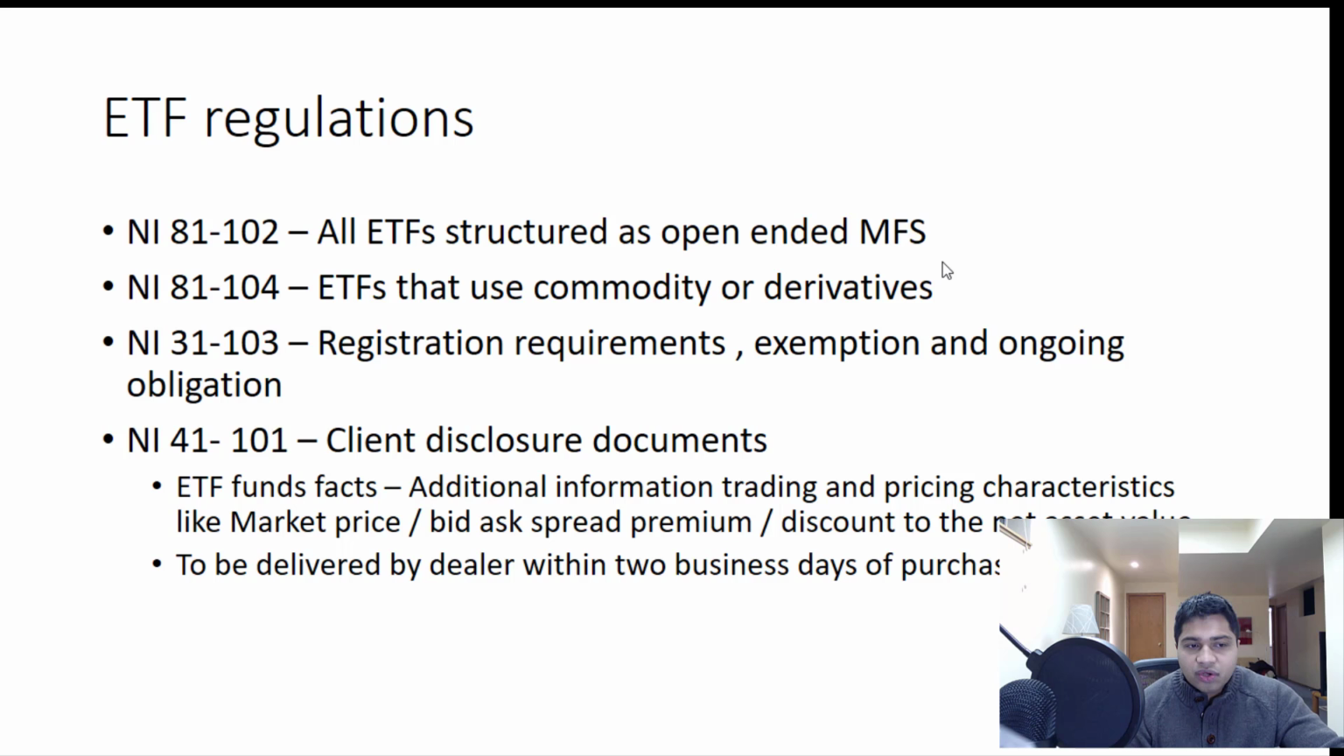National Instrument 31-103 gives registration requirements, exemptions, and ongoing obligations. And National Instrument 41-101 gives client disclosure documents. So ETF fund facts is a document that is required when you sell an ETF. It is similar to mutual fund facts. The specifics of this document are given by National Instrument 41-101.